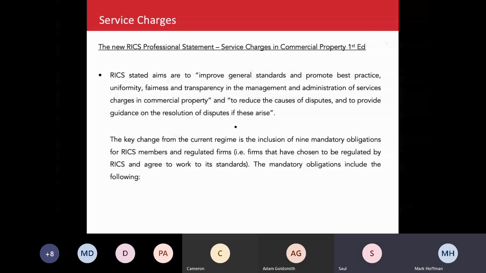Looking at the new RICS professional statement, service charges in commercial property, first edition. The RICS stated aims are to improve general standards and to promote best practice, uniformity, fairness and transparency in the management and administration of service charges in commercial property, and to reduce the causes of disputes and to provide guidance on the resolution of disputes if these arise.